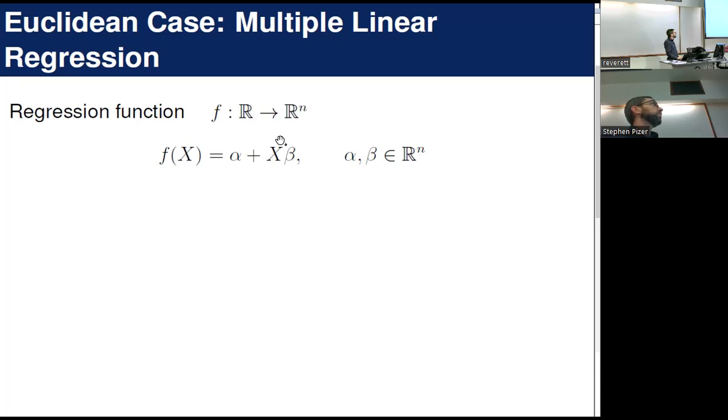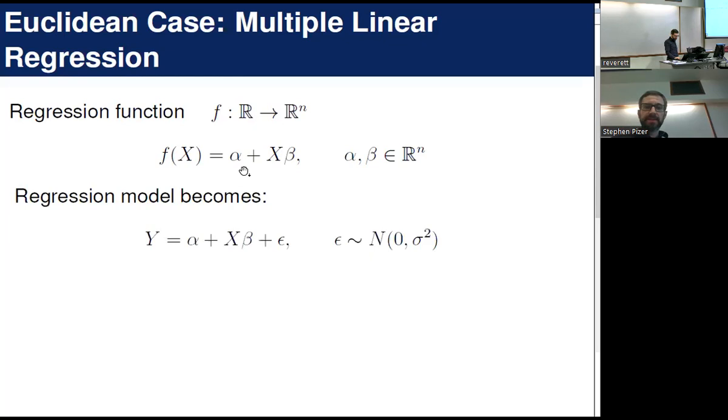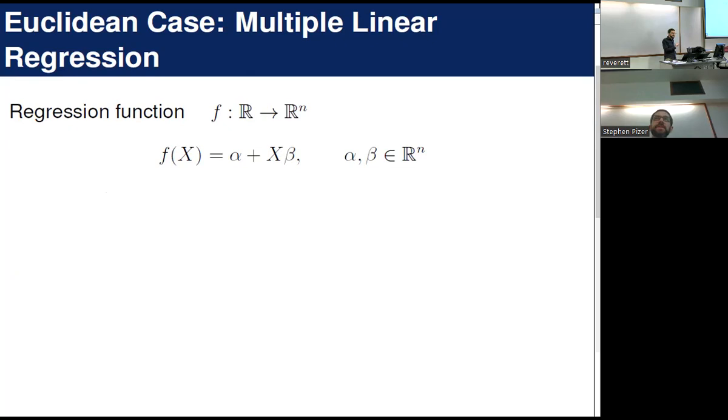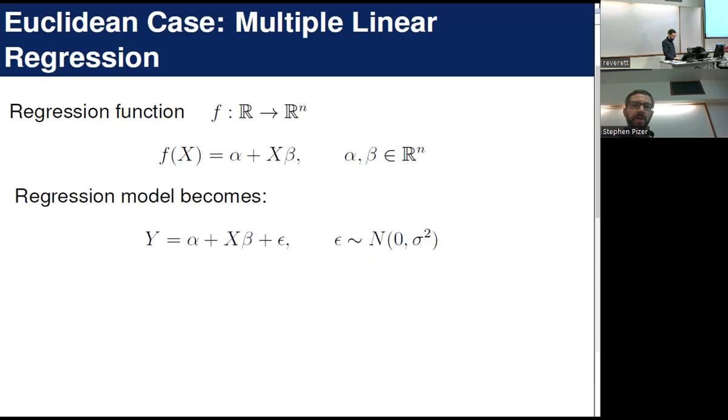So we have a model that looks like the following: f of x, where x is a random variable, that real value is alpha plus x beta, and the alpha and beta are n dimensional vectors, and they're the parameters. So alpha is like the intercept, and beta is like the slope, but they're multivariate intercept and slopes. So the regression problem is that the Y, the output, looks like that relationship plus noise, where we usually assume Gaussian.